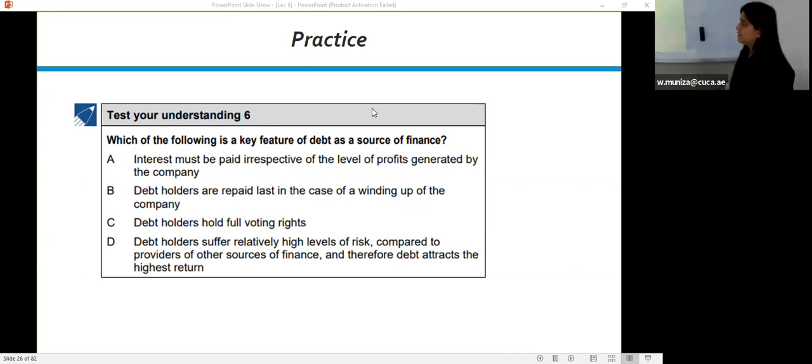Is this the feature of debt? Is this the feature? Yes. So this is the feature of the debt. Interest must be paid irrespective of the level of the profits generated by the company. So the first one is the right answer.